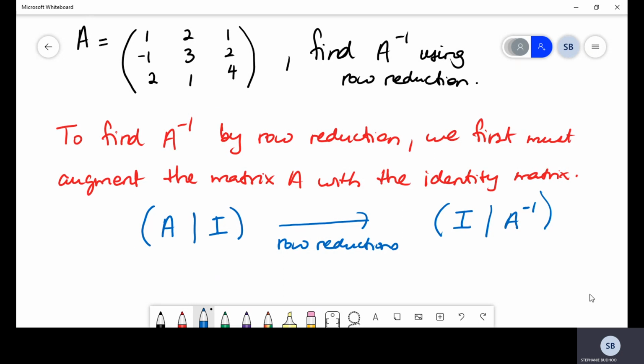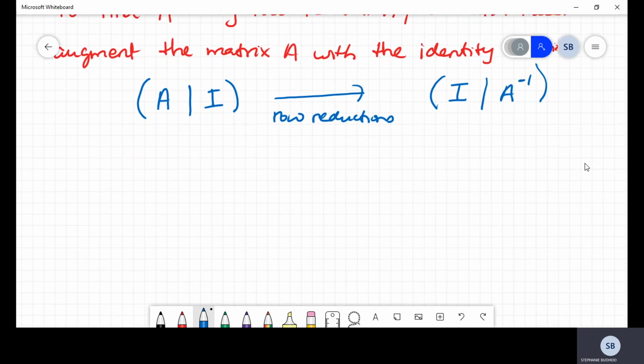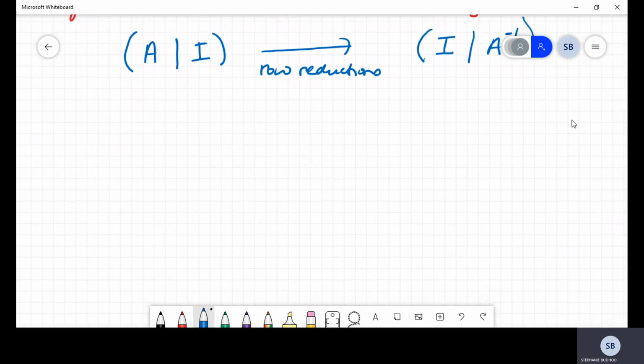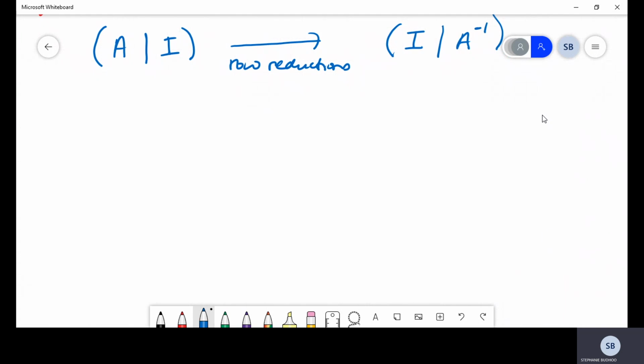Okay, so we're going to scroll up here. Try our best to leave that a bit on screen. And we are going to look at the matrix. Well, we have the matrix A above. So the first step we are going to do is to augment that matrix 1, negative 1, 2, 2, 3, 1, and 1, 2, 4. We're going to augment it with the identity matrix, guys.